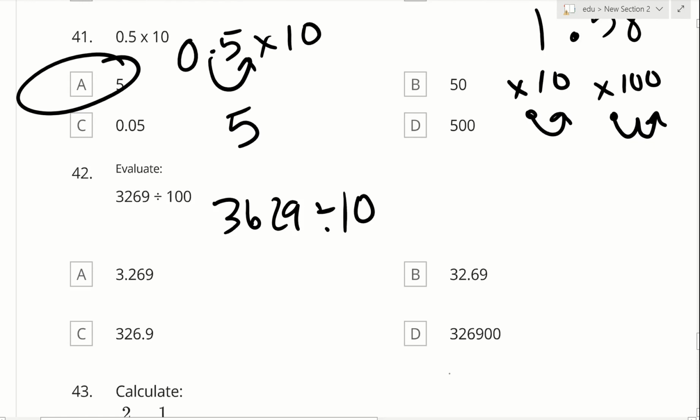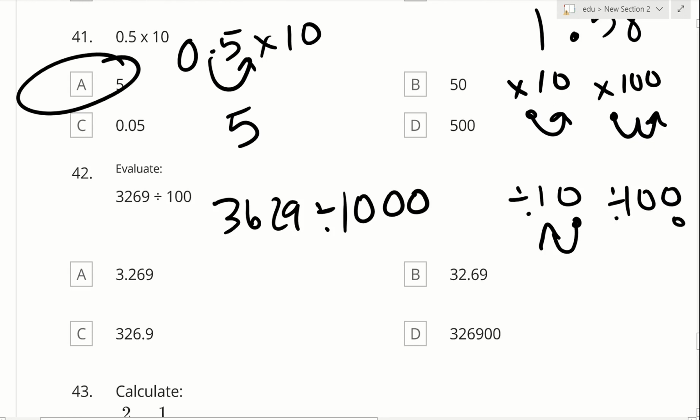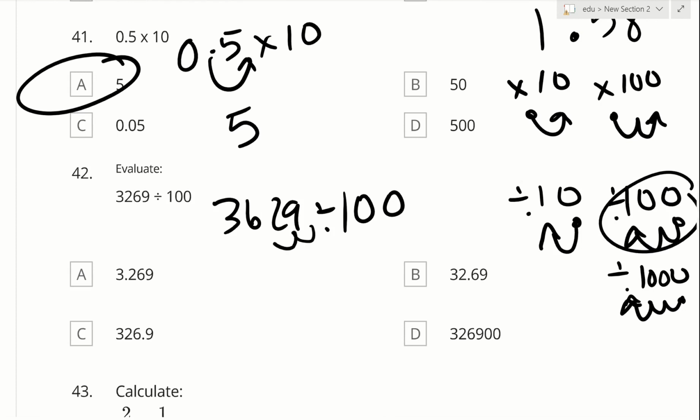3629 divided by 1000. If I divide by 10, I move my decimal to the left 1 time. Divide by 100, 2 times. Divide by 1000, 3 times. So here I have let's divide by 100. Sorry, I'm going to move my decimal 2 times to the left. My answer is 36.29.